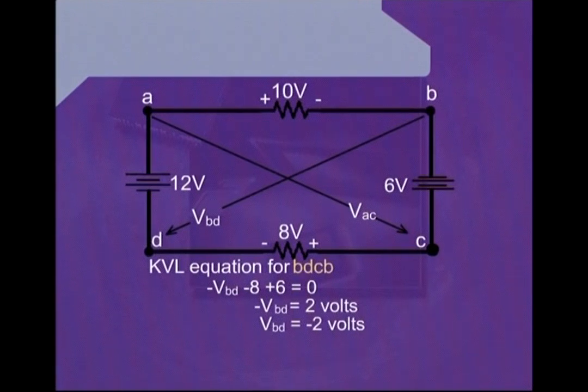Now, VBD is equal to minus 2 volts, and if we reverse the sequence of these voltages, that is, we write VDB, then obviously we have to write equals 2 volts.